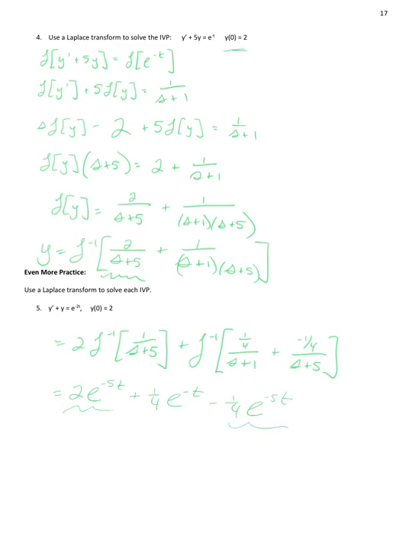Got some like terms here. 2 is 8/4 minus 1/4 is 7/4 e to the negative 5t plus 1/4 e to the negative t.